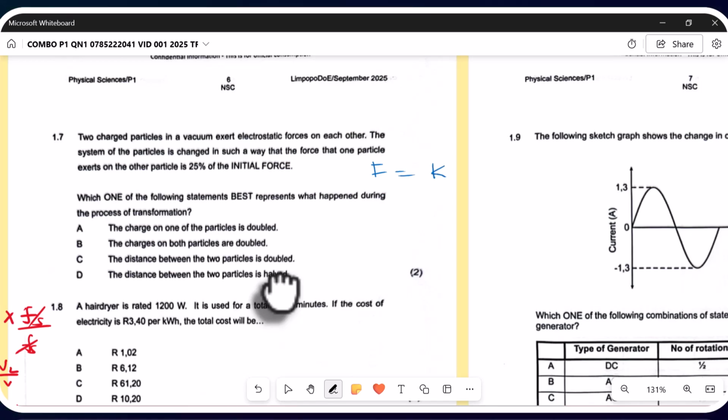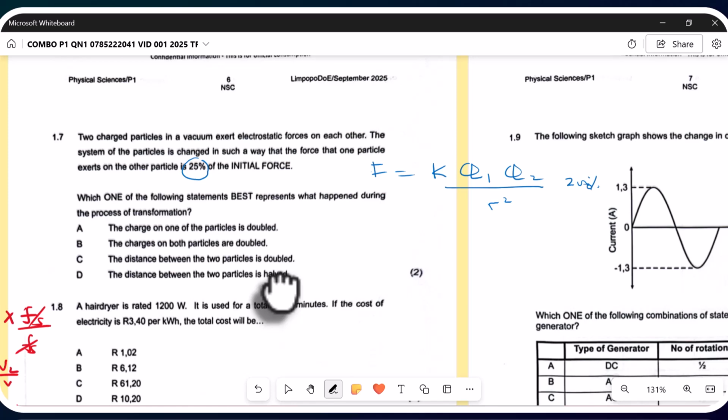The next question says that a hair dryer is rated 1200 watts. It is used for a total of 15 minutes, and the cost of electricity is 340 cents per kilowatt hour. The total cost will be? When approaching this question, if you're looking for the total cost, you must know how much 1 unit is and how it is measured. They are saying kilowatt hours. Did you see that?